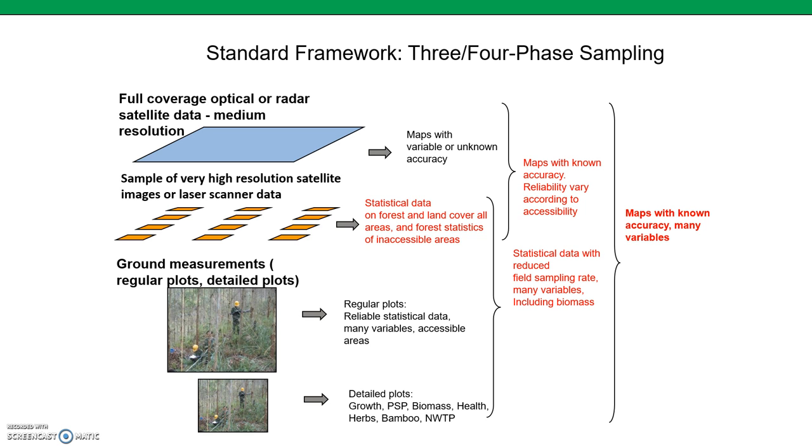And this multi-phase sampling scheme is more or less the common way of thinking. So we have full coverage of very rough resolution or medium resolution satellite data. Then we have always higher resolution imagery or LiDAR data. But always in addition to those we need to have good ground measurements, sometimes even very detailed field plots for the growth and other detailed data sets.